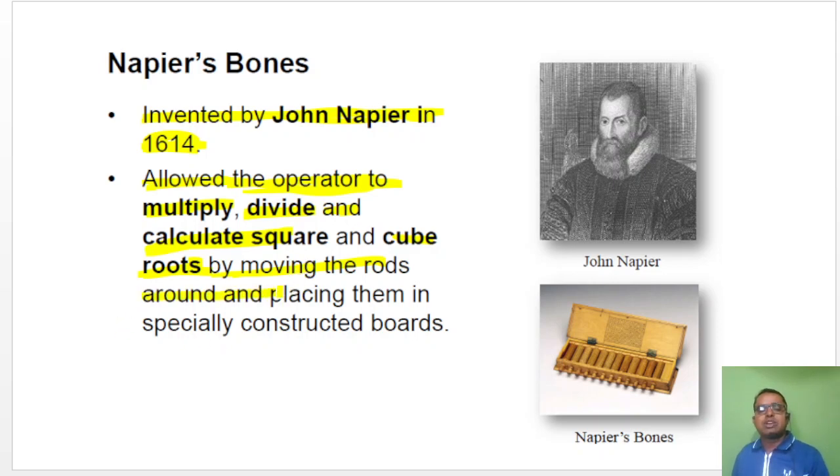With the help of moving the rods and placing them in specially constructed boards, we can solve multiplication and division problems, and calculate square and cube roots of numbers. So it is used to multiply, divide and calculate the square and cube roots of a number.